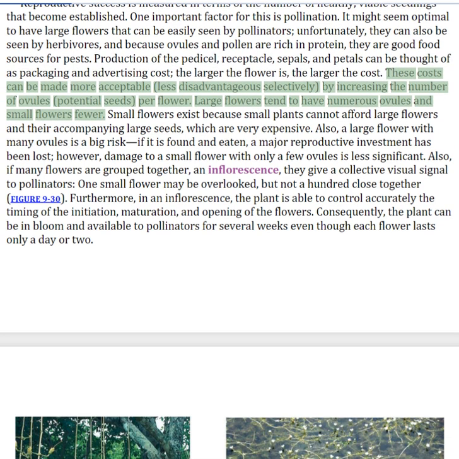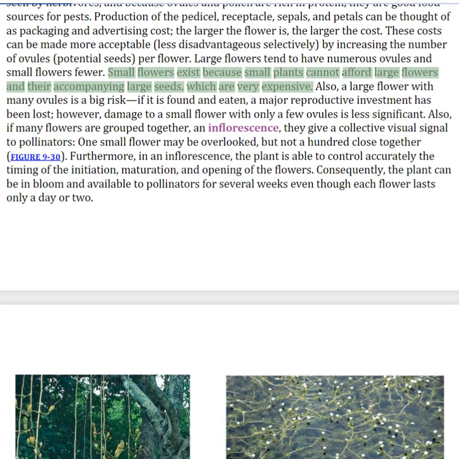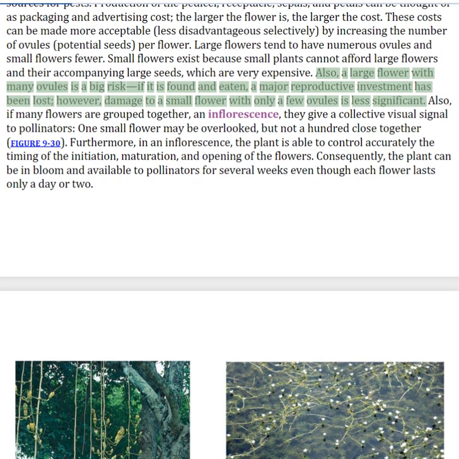These costs can be made more acceptable by increasing the number of ovules per flower. Large flowers tend to have numerous ovules and small flowers fewer. Small flowers exist because small plants cannot afford large flowers and their accompanying large seeds, which are very expensive. Also, a large flower with many ovules is a big risk. If it is found and eaten, a major reproductive investment has been lost. However, damage to a small flower with only a few ovules is less significant.